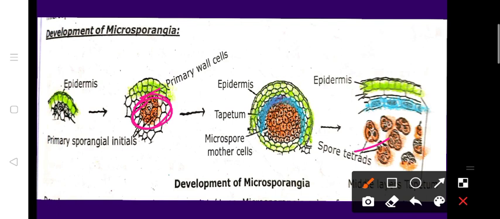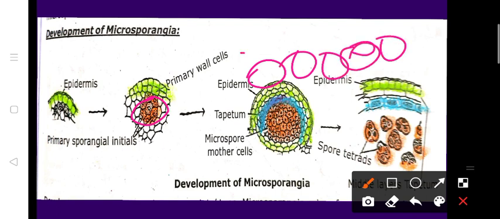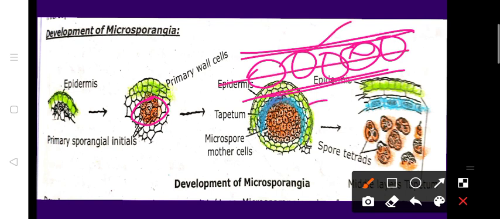Microsporangia arise from a group of cells on the lower surface of the microsporophyll. This group of sporangial initial cells undergoes periclinal divisions. Periclinal division means that in a group of cells or tissue with an upper surface and a lower surface, the division takes place parallel to the upper and lower surfaces.